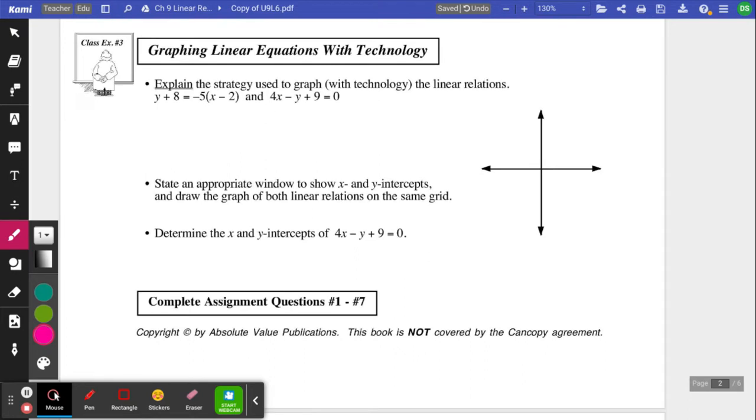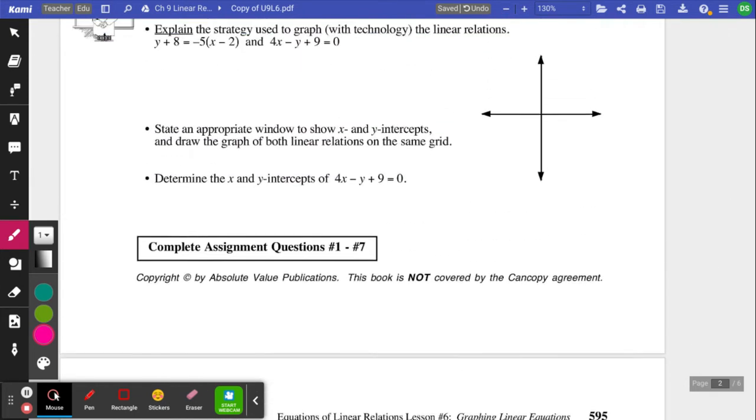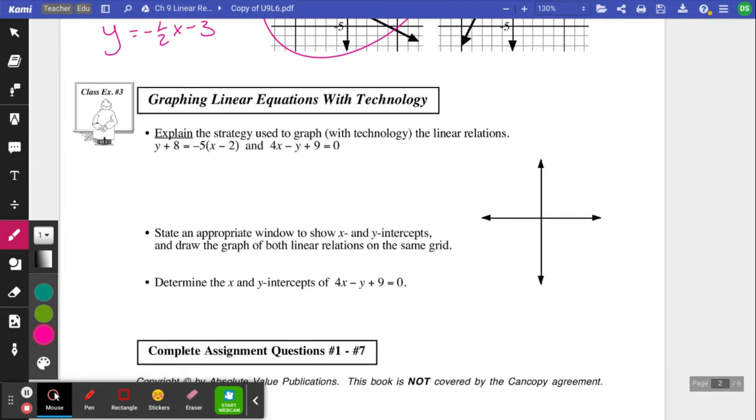Rearrange. Let's do one with technology. Get out your graphing calculators. What? Yes, quickly. Could I look at David's? How about, there's one right here. How about I loan it to you for a second? Thank you. Okay, ready?